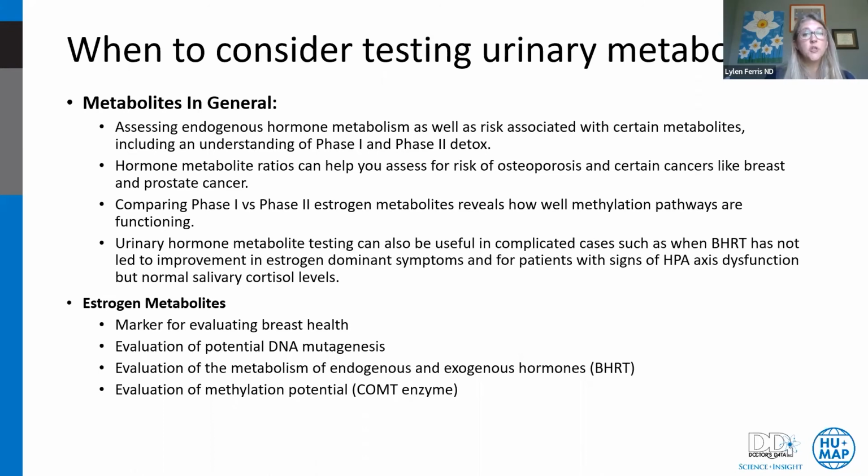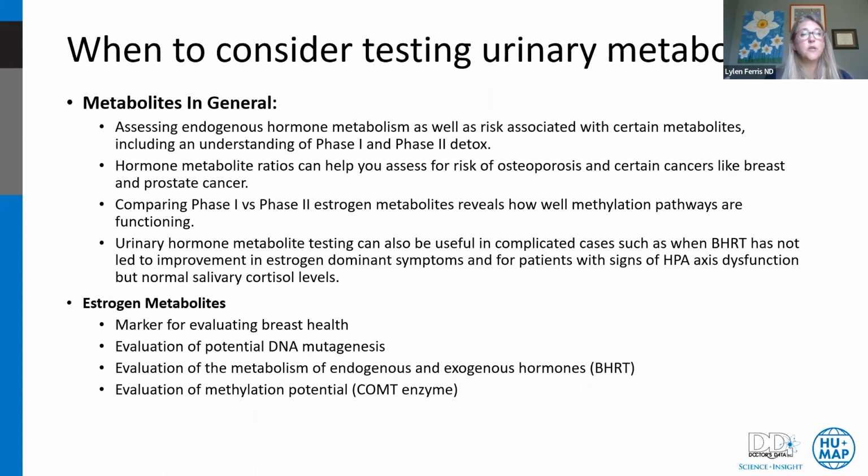Hormone metabolite ratios that we provide on this report can help you assess for risk of things like osteoporosis, as well as certain cancers like breast and prostate cancer. Comparing phase 1 and phase 2 estrogen metabolites reveals how well methylation profiles are functioning. And urinary hormone metabolite testing can also be useful in complicated cases, such as when BHRT has not led to improvement, say in estrogen dominant symptoms, or maybe in a patient who has signs of HPA axis dysfunction, but when you test salivary cortisol, those values look like they're normal.